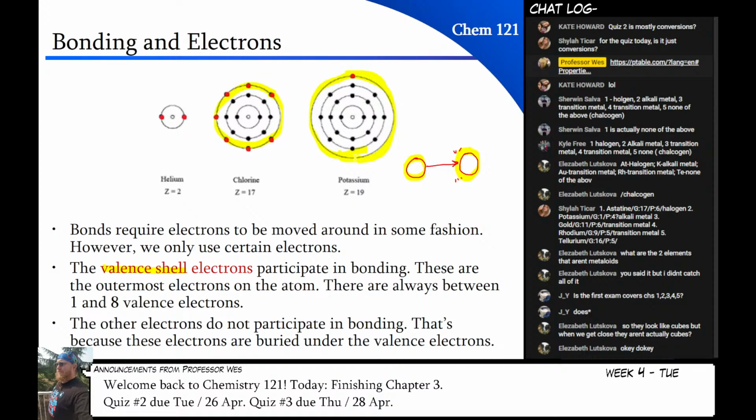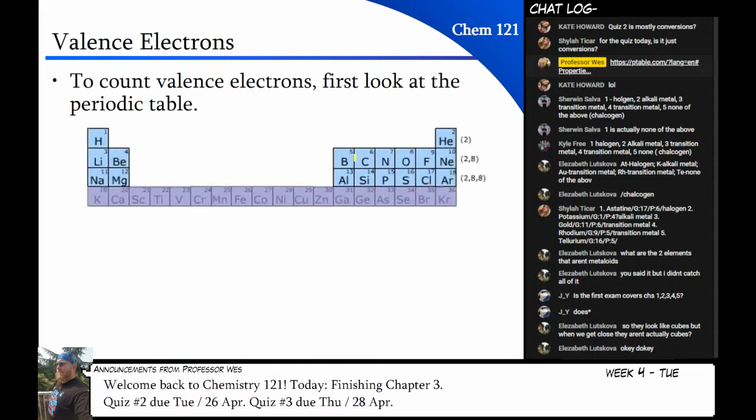All of the other electrons that I didn't highlight here end up being buried under the new layers as they are formed. And so those inner electrons, which are also called core electrons, they don't participate in bonding. They don't do anything. They just hang out. All right.